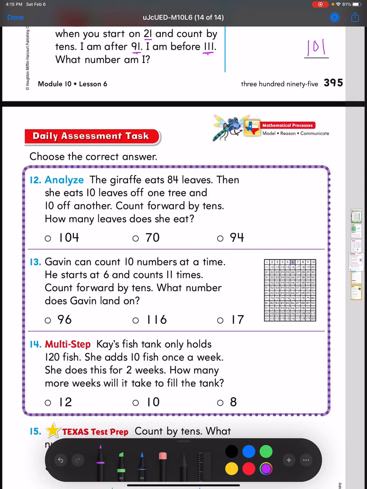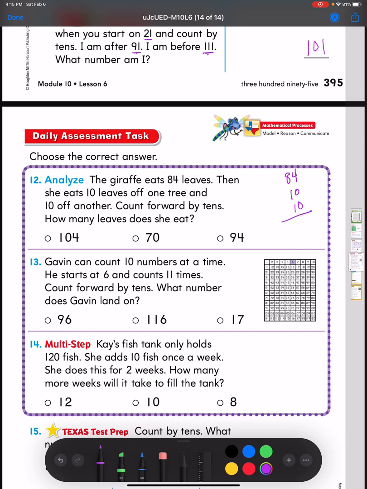Choose the correct answer. The giraffe eats 84 leaves. Then she eats 10 leaves off one tree and 10 off another. Count forward by tens. How many leaves does she eat? That means she started at 84. She ate 84 leaves. She got 10 more off one tree, 10 more off another tree. How many does she eat?